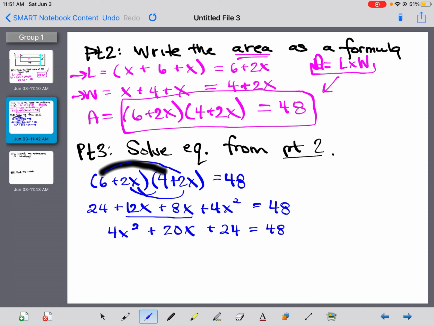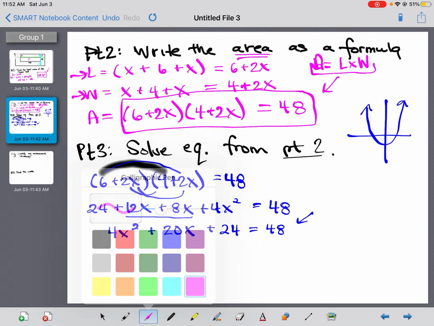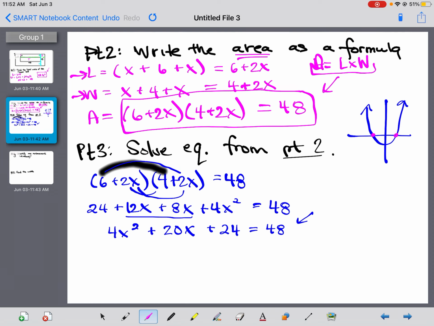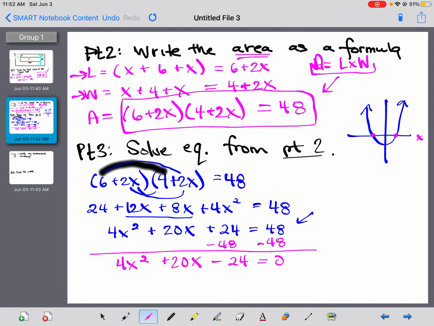Okay, so the first thing I do when I solve, I need to use that zero product property. That means that on the right side, we got to have that equal to 0 to solve. Because again, when you're solving a quadratic, which is a parabola, and we're going to get to more of that in the next unit, your solutions are always where y is going to be 0, so on that x-intercept. So that's why it has to be 0. So I'm going to go ahead and subtract 48. Again, what you do to one side, you do to the other. So now I have 4x squared plus 20x minus 24 equals 0.